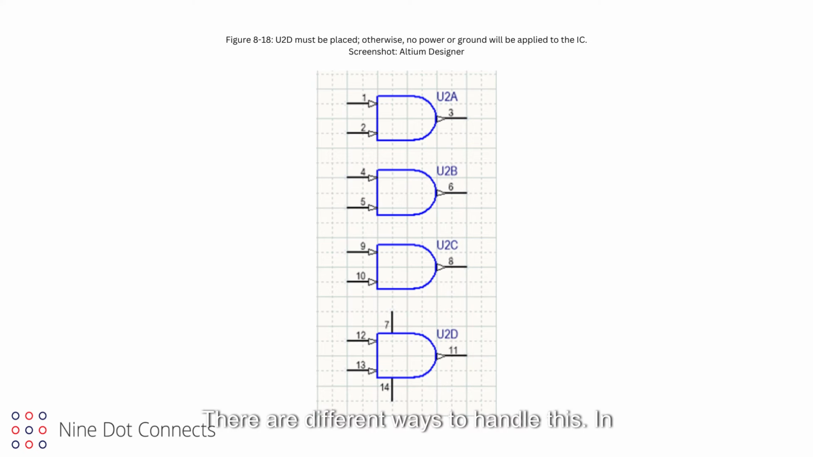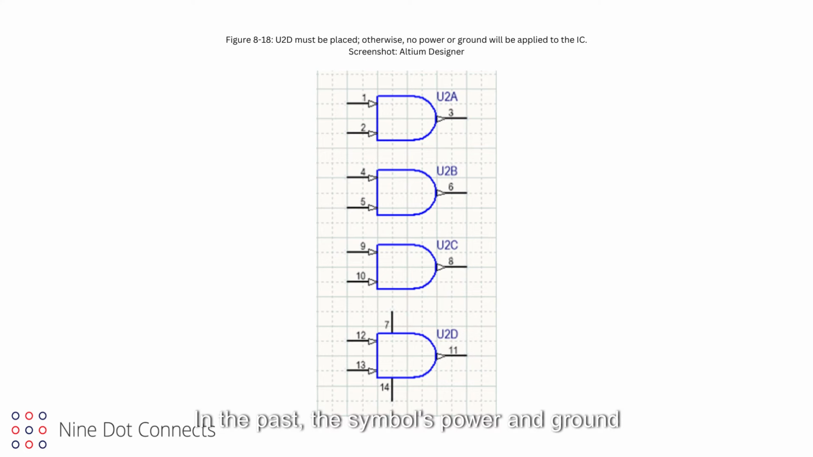There are different ways to handle this. In the example here, U2D contains the power and ground pins. However, if the user forgets to place U2D because they only needed 2 of the 4 gates, power and ground would not be connected to the component.